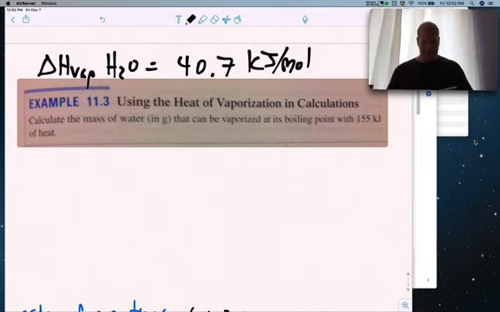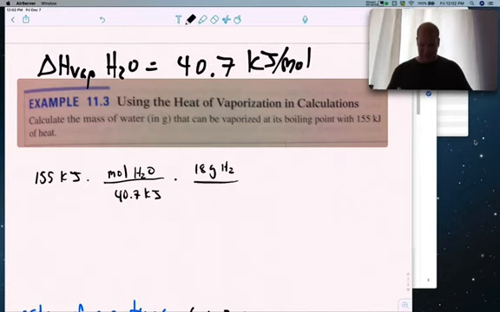Okay, so use this in calculations. What is the mass of water in grams that can be vaporized at the boiling point with 155 kilojoules of heat? And this is just good old dimensional analysis. So 155 kilojoules, and we're going to divide by the latent heat of water, 40.7 kilojoules. And then for the mass, water is 18 grams. And you can see the units cancel.